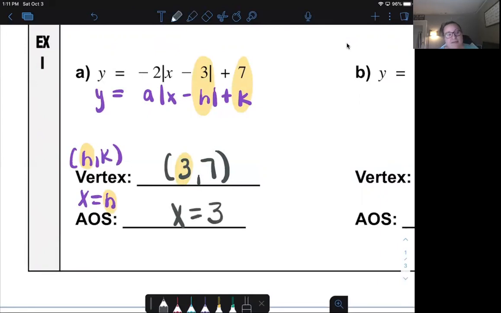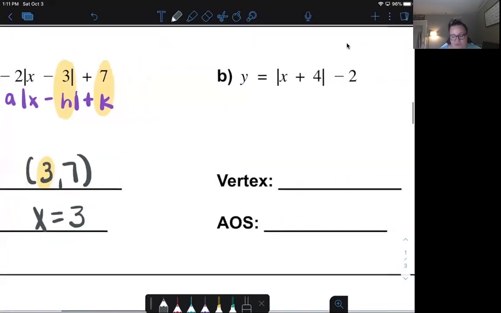And you have to write the AOS as an equation because it is the equation of a line that you are going to graph. So you have to write it as an equation of a line. If you don't write it as an equation, you're not going to get full credit because then it's not a line that you can graph. It's just a number. So make sure you always have x equals out in front of h for your AOS.